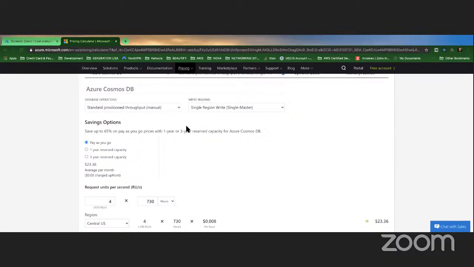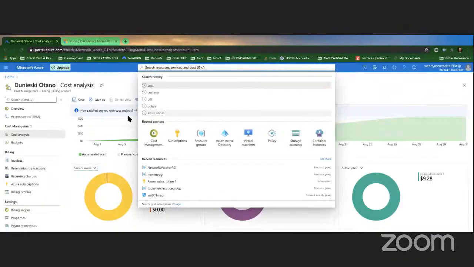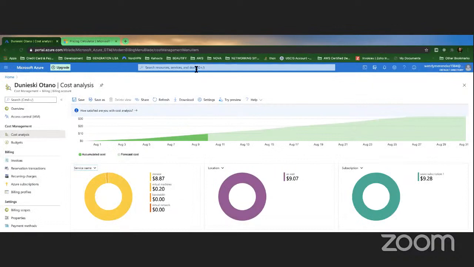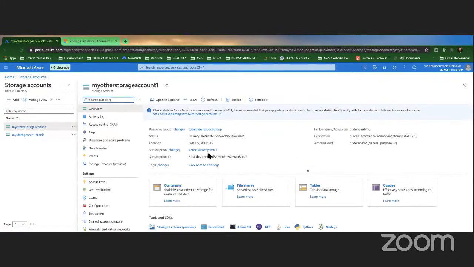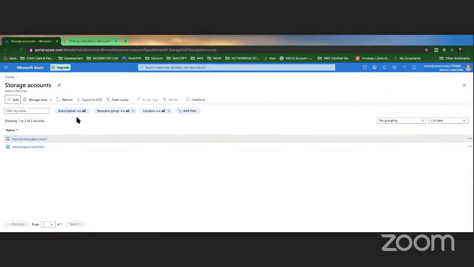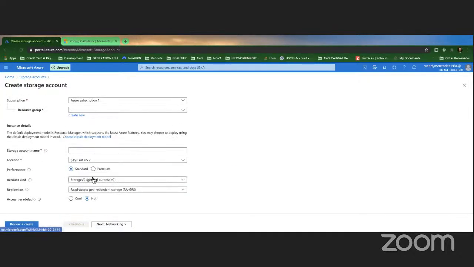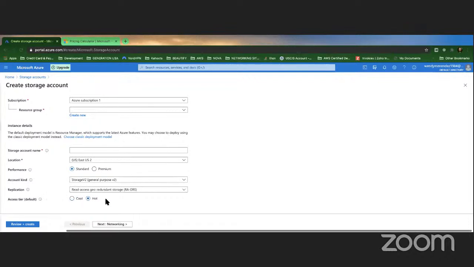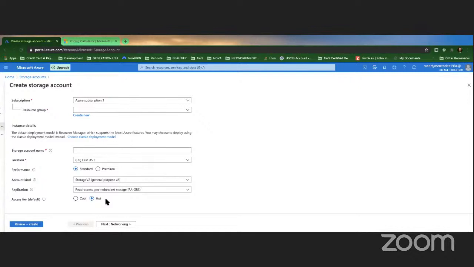Based on that selection, let me create a storage account here. Let me come here to storage account. Okay, let me create one. You see here, as soon as you select this, based on this you're going to be charged, and of course, based on the amount of gigabytes and storage you're consuming.